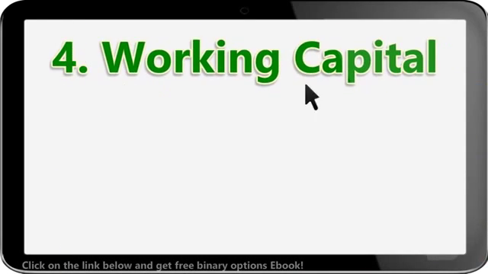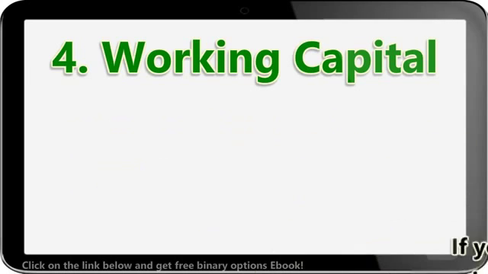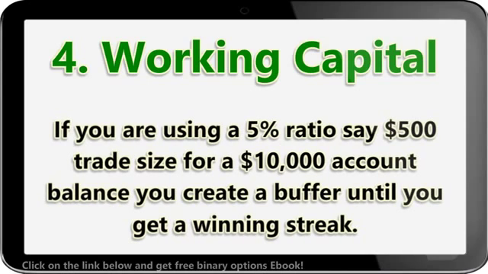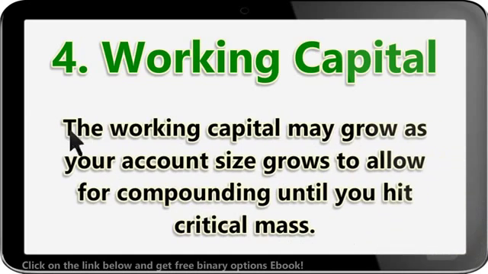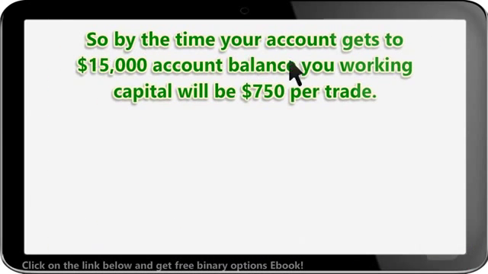4. Working capital. Working capital is based on your maximum risk ratio, which ensures your account can sustain several consecutive losses. If you are using a 5% ratio, say $500 trade size for a $10,000 account balance, you create a buffer until you get a winning streak. The working capital may grow as your account size grows to allow for compounding until you hit critical mass. So by the time your account gets to a $15,000 balance, your working capital will be $750 per trade.